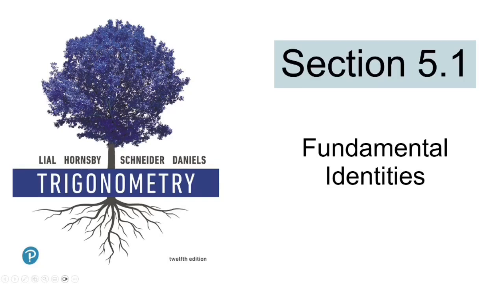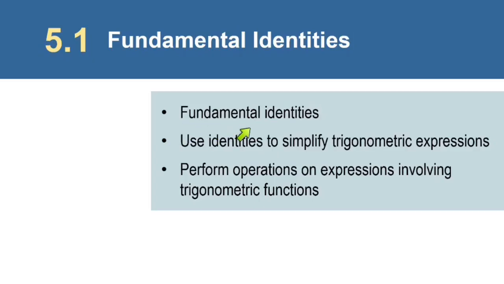Today we're in section 5.1 talking about fundamental identities. In this section we'll look at the fundamental identities, many of which we have already seen before and have already used. We will also use identities to simplify trigonometric expressions, and we'll perform operations on expressions involving trigonometric functions. That means add, subtract, multiply, and divide. These two objectives are pretty much a blend of trigonometry and algebra. So sharpen up your algebra skills and let's jump in.